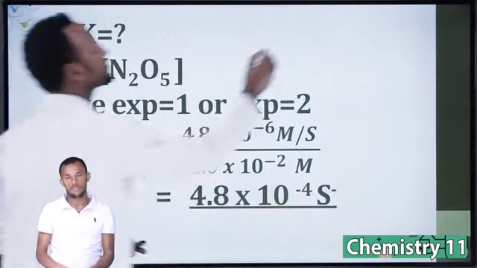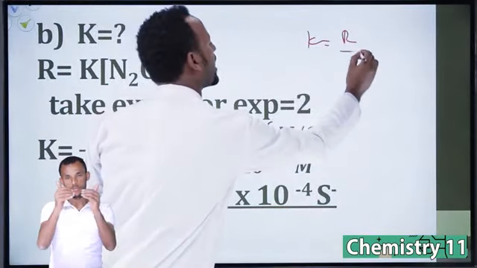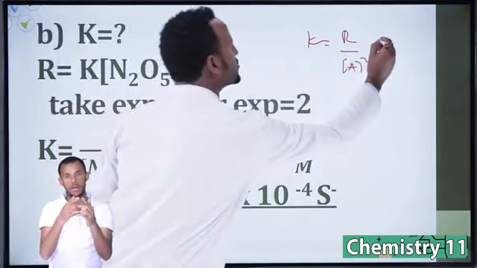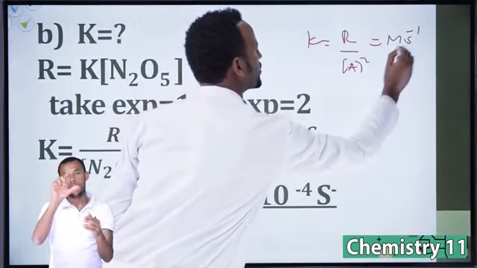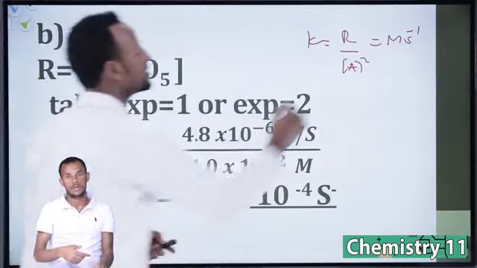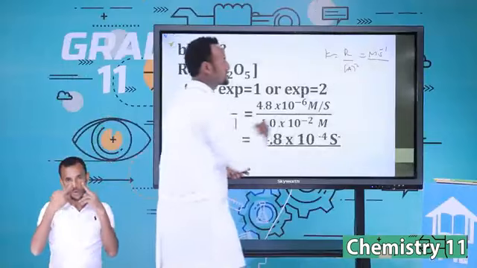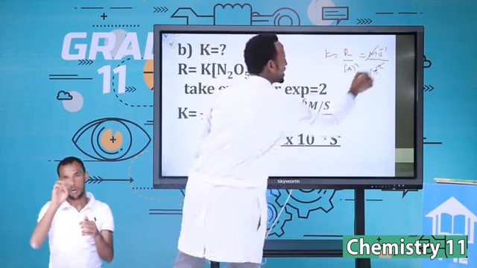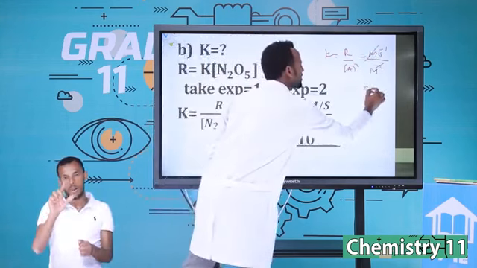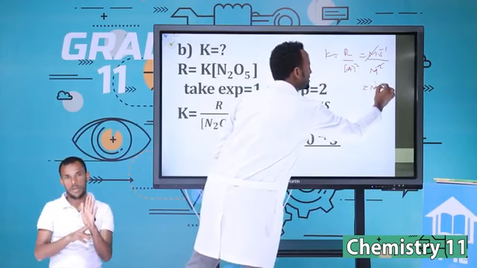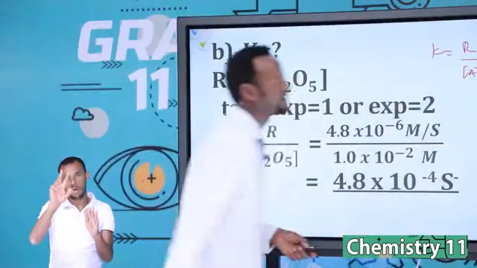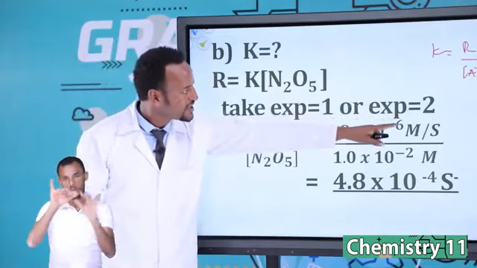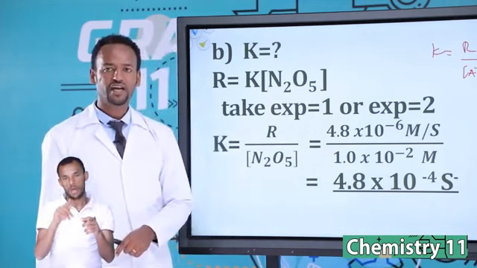If the reaction is a second order reaction, look at this one. For a second order reaction, K is equal to R over A to the power of 2. R is what? Molar per second, because the unit of rate is molar per second. What is A? Concentration of reactant, which is molarity squared. Now in this case, 1 molarity is cancelled by 1 molarity. What is the final unit? Per molarity per second. This is the unit of rate constant for a second order reaction.